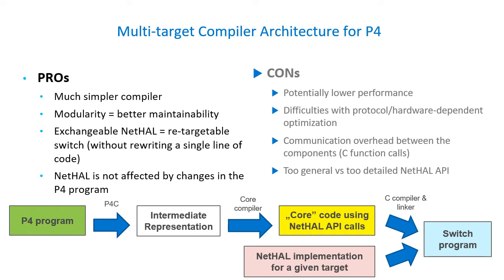On the con side, this design results in potentially lower performance because there are difficulties with protocol and hardware-dependent optimization. The core code is hardware independent, so in the C code we cannot use hardware-dependent optimization tricks. The communication overhead is another issue since the communication is done via C function calls. The core part may be too general, while the network hardware abstraction library is too detailed.